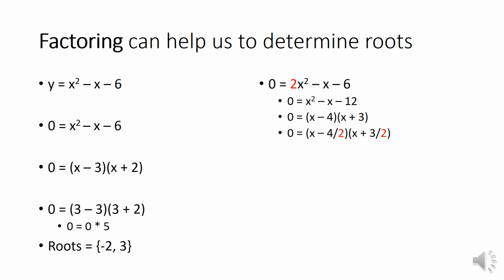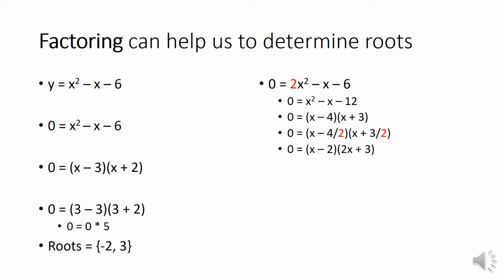Now that 4 divided by 2 is going to simplify to 2, so that's not going to be a problem. The 3 divided by 2 cannot be further simplified, and so we're going to bring that 2 in front of the x in that parenthetical. All right, so we're going to get 0 is equal to x minus 2 times 2x plus 3. So what are our roots going to be here?